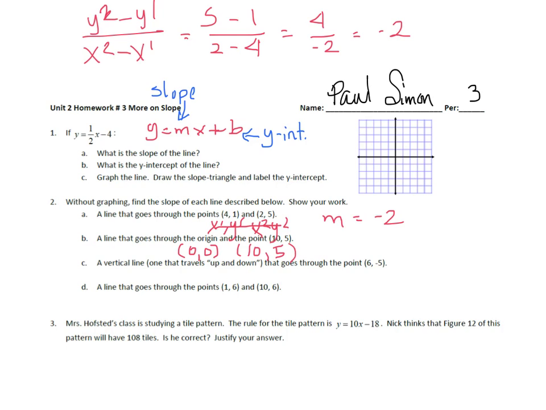And then a line that goes through the points 1, 6, and 10, 6. That means it's a left and right line which goes through y equals 6, a horizontal line. What is the slope of that line?